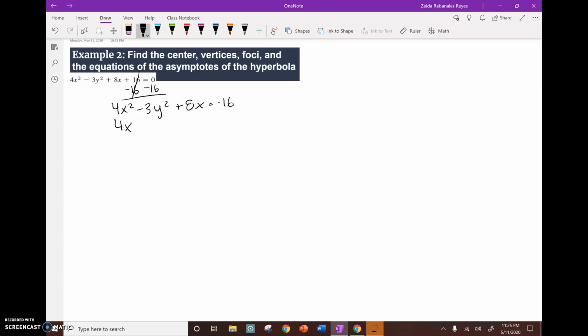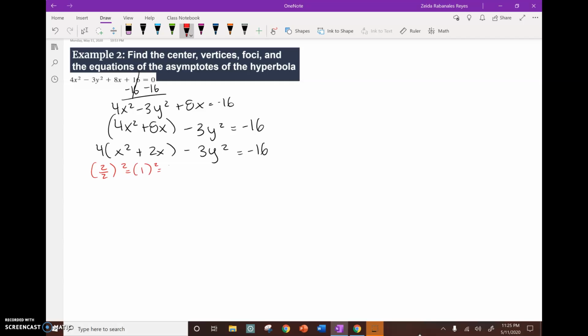So I have 4x squared plus 8x minus 3y squared is equal to negative 16. So this example is a little bit different, and you'll see how and where. Let's go ahead and take out that greatest common factor. I have x squared plus 2x minus 3y squared is equal to negative 16. Now that I'm completing the square formula, 2 over 2, 1 to the power 2 is equal to 1.